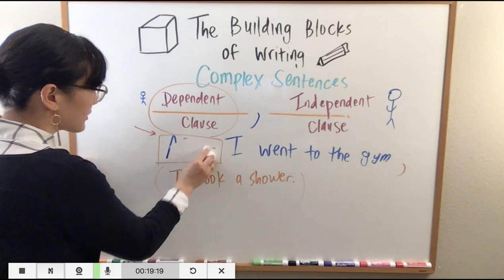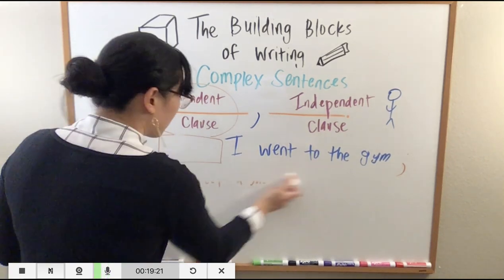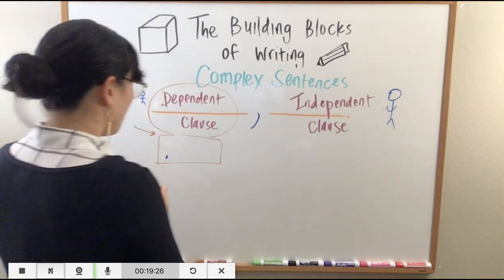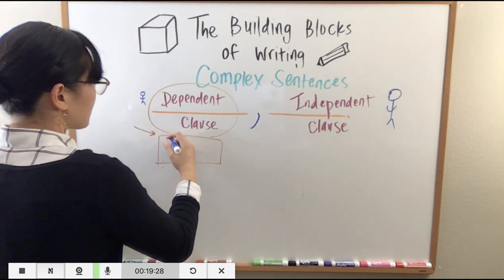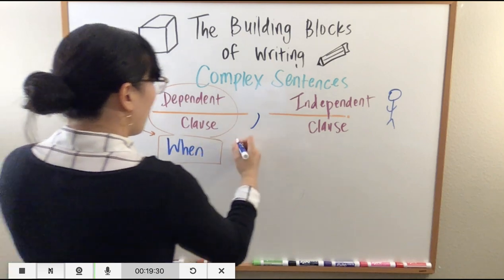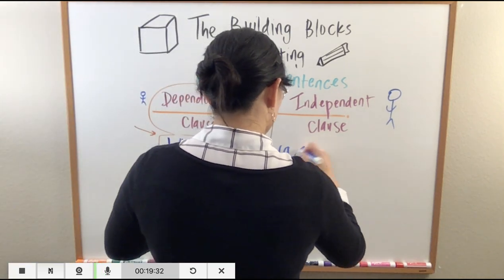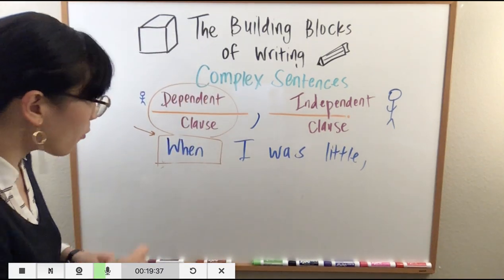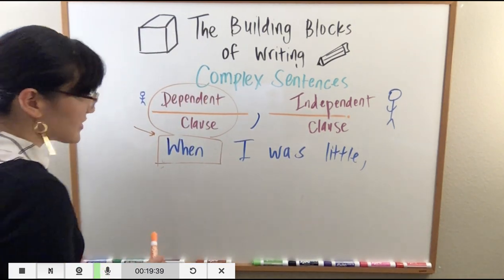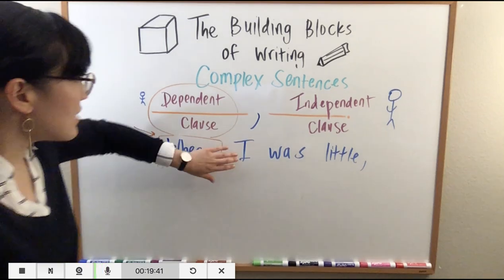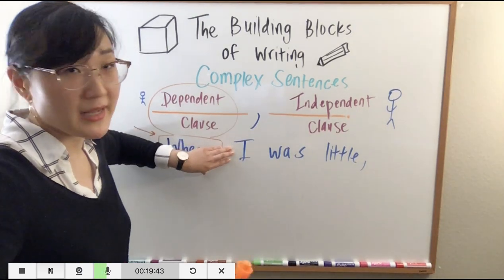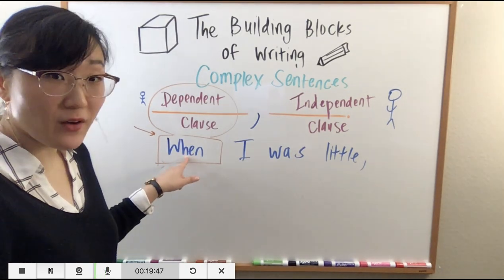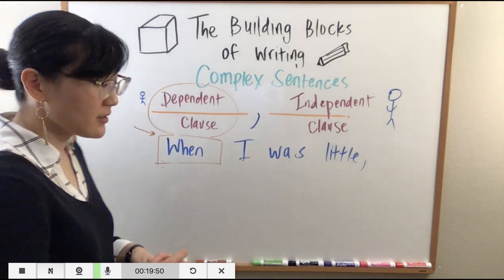Other words that signal this, there's a lot, and I'm going to show you a list. If I say, for example, when. I always tell my students this one, when. Okay, when I was little. Okay, the reason why I have a comma there is because this is an incomplete idea, right? If I say I was little, that's a simple sentence. But look, because I add this when in front, it's going to change it to a dependent clause.